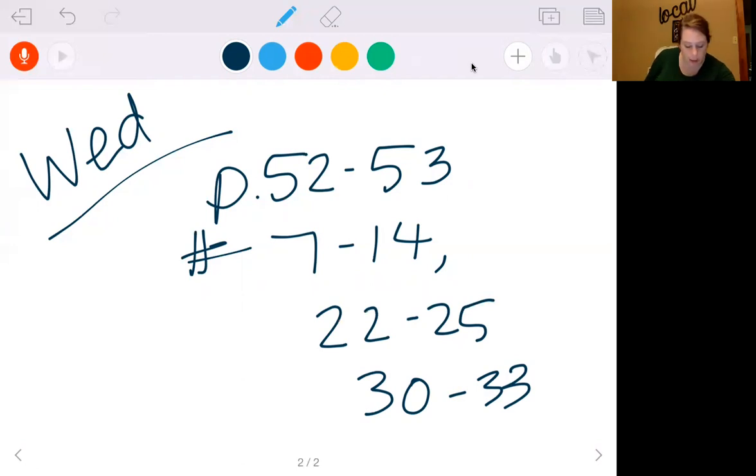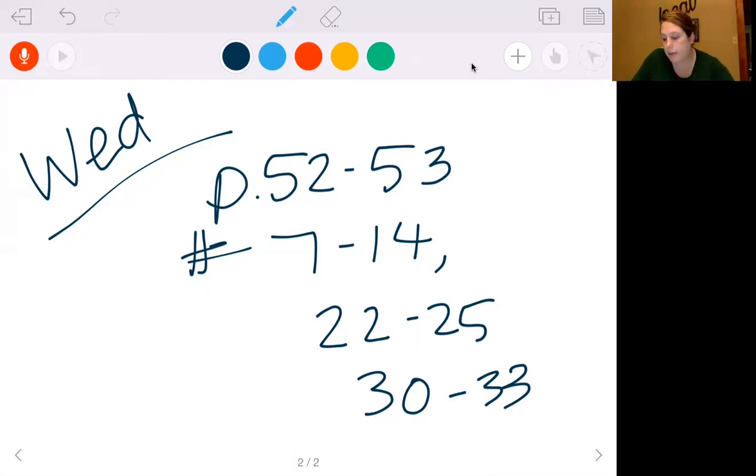So let me double check that we're all good there. It looks good. So that's what we just did for the past 2 days. 22 to 25, you're going to match the number sentence they give you to the property. So you can just write the letter for that one. And then 30 through 33, you're also matching. This is using your number patterns.